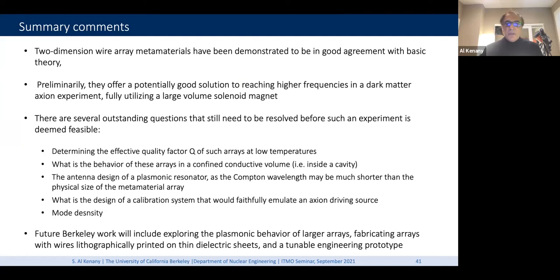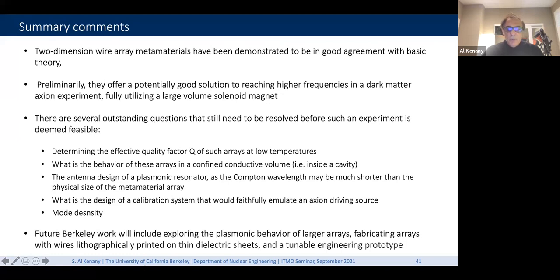But there are several outstanding questions that we have to answer, which is determining the effective quality factor, especially if we want to go to low temperature or cryogenic temperature, which obviously we're going to do to improve the signal to noise ratio when we are looking at a very low signal power that we are measuring, and how this array behaves in a confined conductive volume. If we install the entire setting in a cavity, how is this going to behave? And then of course the antenna design of the plasmonic resonator, as the Compton wavelength may be much shorter than the physical size of the metamaterial array, and what the design and calibration system would be for emulating an axion-driven source, and then of course the mode density and the mode behavior.